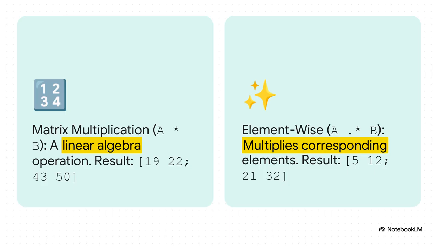Let's look at the difference side by side, because this makes it super clear. On the left, you've got that standard matrix multiplication. But on the right, see how we added that dot right before the asterisk? That's you telling Matlab, hey, ignore the formal rules for a second, just multiply the matching parts. And boom, you get the answer you were probably looking for all along. 5, 12, 21, and 32. It's that simple. The dot gives you control.